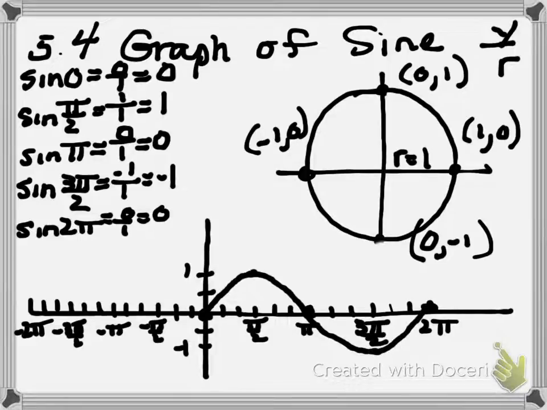Now that's going around in a counterclockwise direction. If I use the unit circle and go in a clockwise direction, then 3 pi over 2 and -pi over 2 are the same. So negative pi over 2 is going to have the same value as 3 pi over 2, or -1. Negative pi would be 0. Negative 3 pi over 2 is 1. And -2 pi is back to 0. So it's a smooth, continuous curve like this.